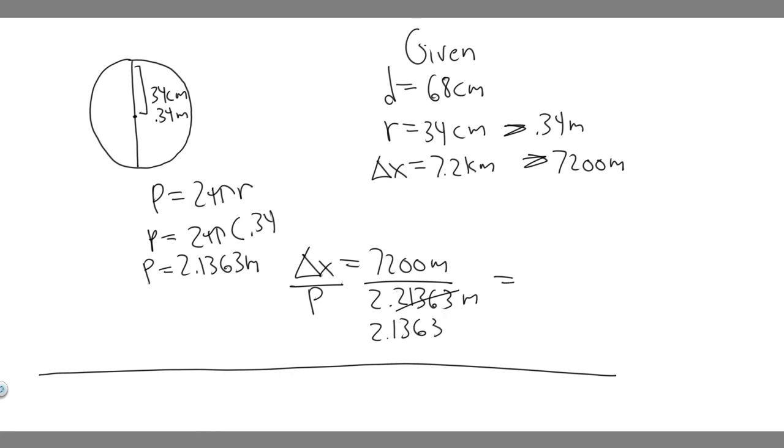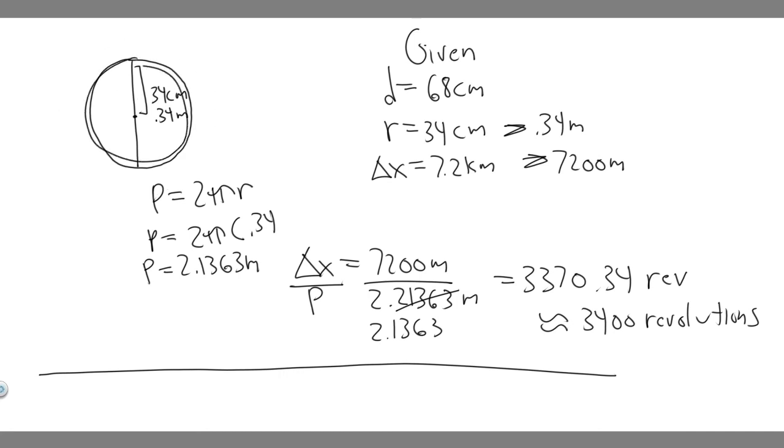So just plug this in your calculator, 7,200, and divide this by the number you just got. You're going to get 3,370.34. And so this is going to be the number of revolutions. You can round this if you want, just say 3,400 revolutions, whatever your teacher wants you to do. So all we did was take the total distance traveled and divide it by the perimeter of each tire, because that's the distance it takes to run 1 revolution. So this right here is going to be your answer, and hopefully you found this useful.